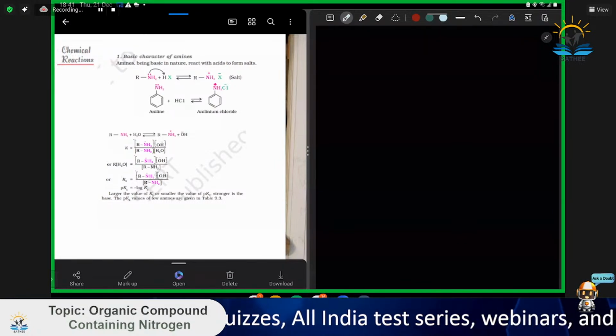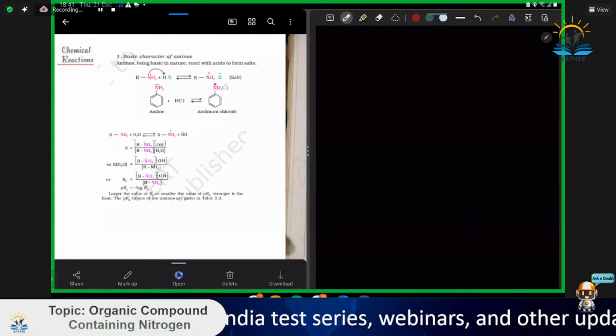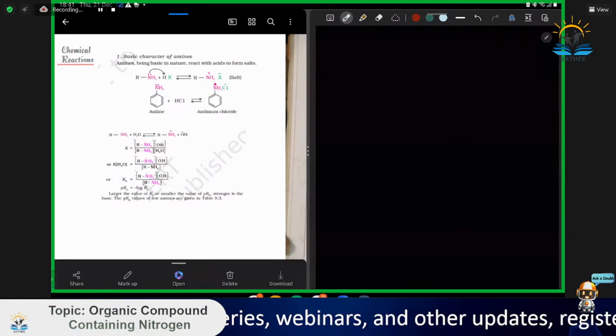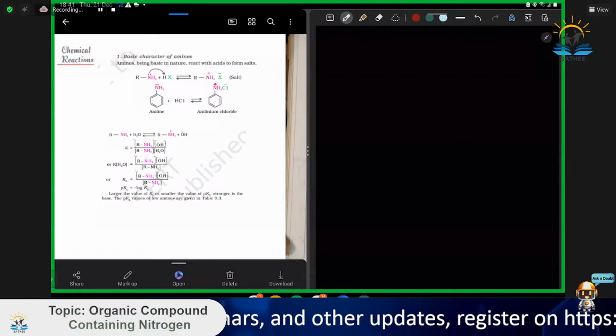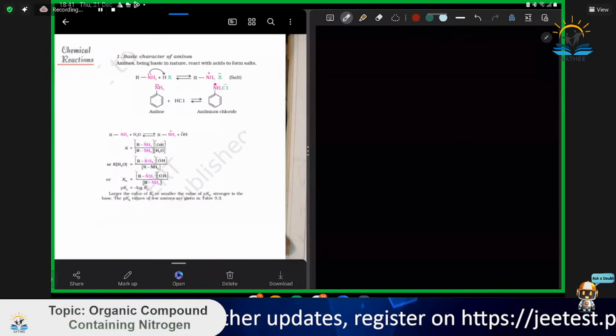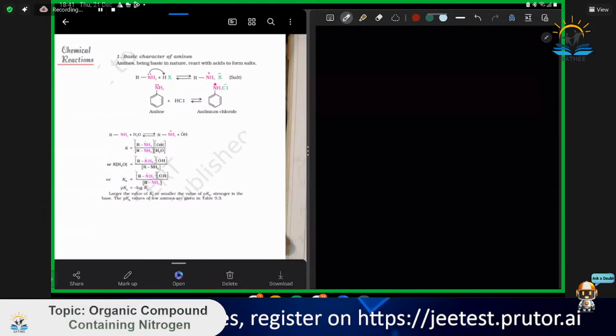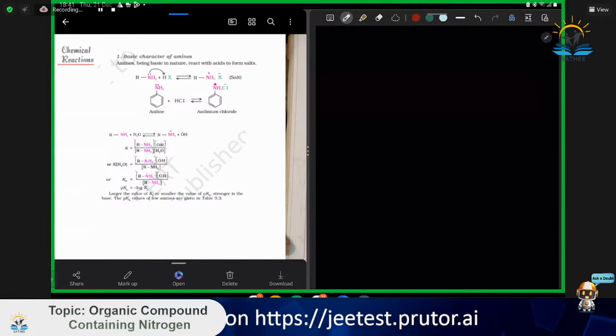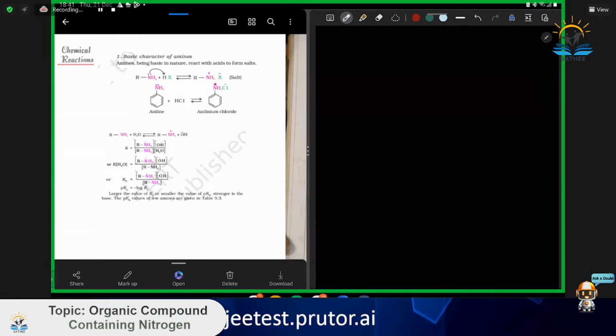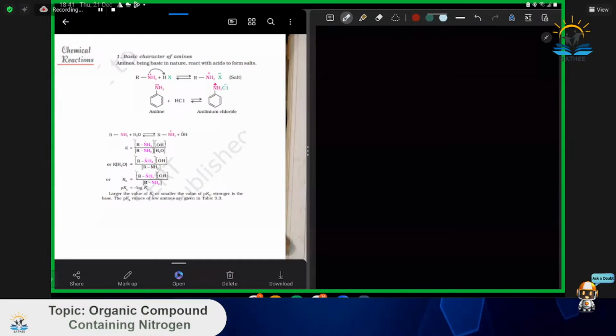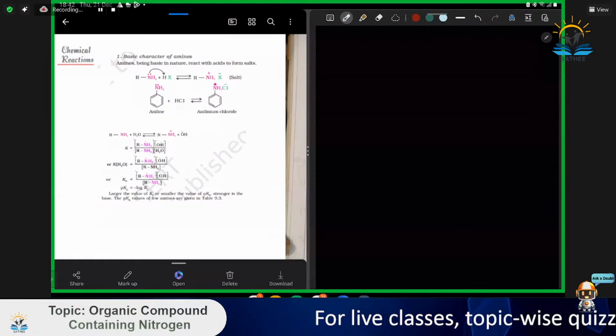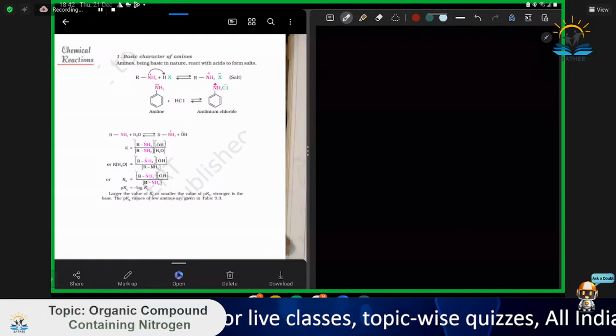That's one equilibrium reaction. Basically, pKb is minus log Kb, and Kb is the OH minus concentration into your salt concentration divided by RNH2 concentration. Basically, what he is trying to say is, the larger the value of Kb or the smaller the value of pKb, the stronger the base. He's trying to show basic strength from equilibrium theory. If product concentration is higher, the basic nature is said to be higher.